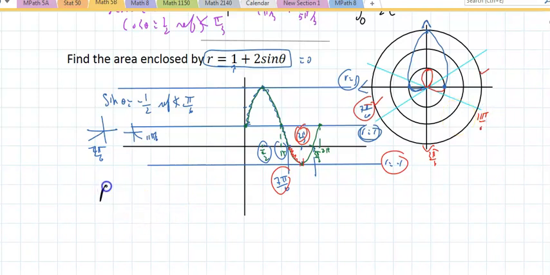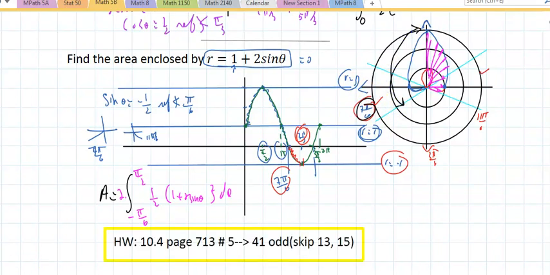If I want to find the area, that's going to be the integral. And let's see, look what happens. If I run from 0, do you notice that that's including that loop? So if I run from negative pi over 6 all the way up to pi over 2 of 1/2, 1 plus twice the sine of theta squared d theta, and double that, that'll do the trick. I could have also started from pi over 2 all the way to 7 pi over 6 and doubled that. There's the homework for that section.